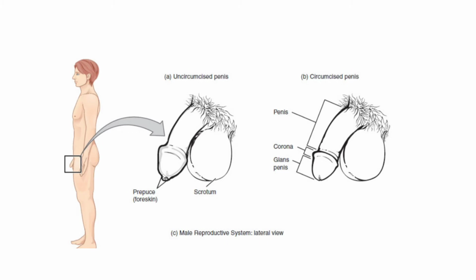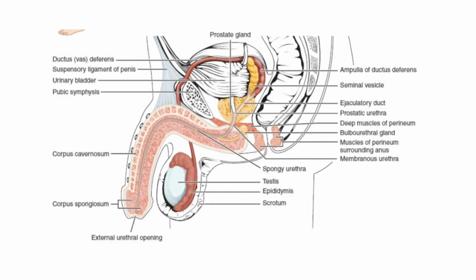So first we discuss the male reproductive system. The male reproductive system consists of different parts like the scrotum, testis, epididymis, vas deferens, ejaculatory ducts, and some accessory organs or accessory glands are also involved in the male reproductive system. So first we discuss the scrotum.